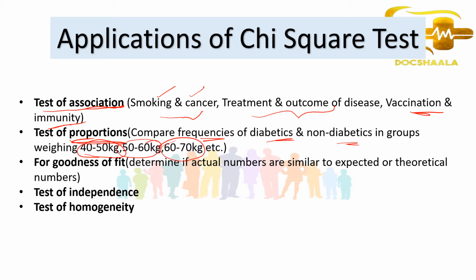And for goodness of fit, we determine if actual numbers are similar to expected or theoretical numbers. That is what I told in the previous slide also. We take the observed frequencies and the expected frequencies, and perform the test to know whether the actual numbers are similar to the expected or not. Then there are the test of independence and also the test of homogeneity. So we use it for these purposes.